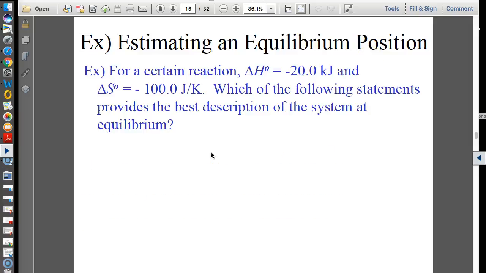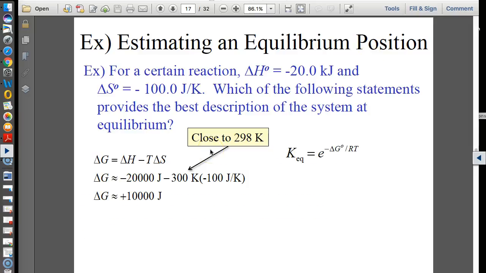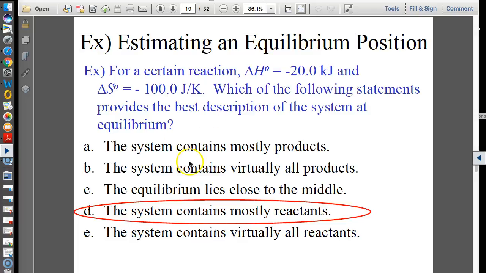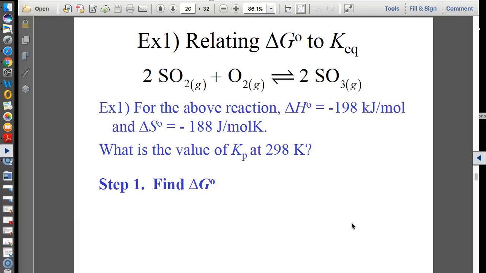Now, we did this already, and we had said that we fill in all these values. If we have the entropy being negative 100 and the enthalpy being negative 20, the system is going to contain mostly reactants because we had found that the Gibbs free energy was positive. We did this already. Okay, so check this out. I don't think we did this. This is where we stopped.